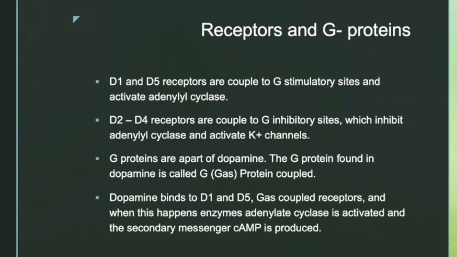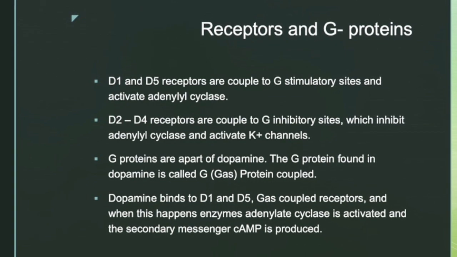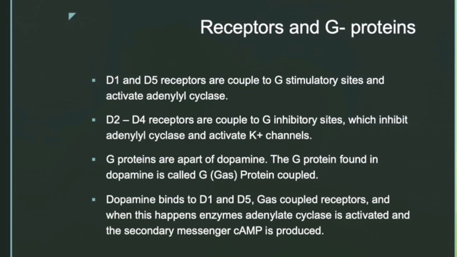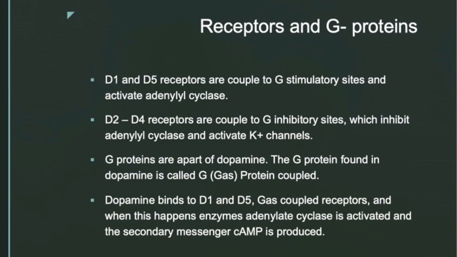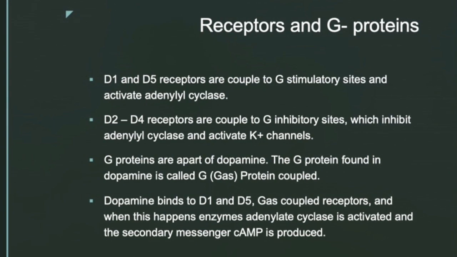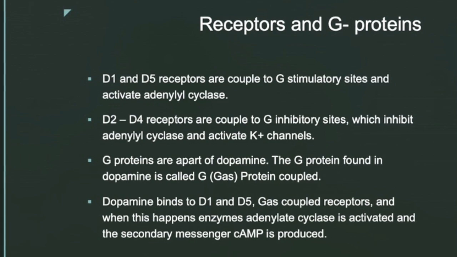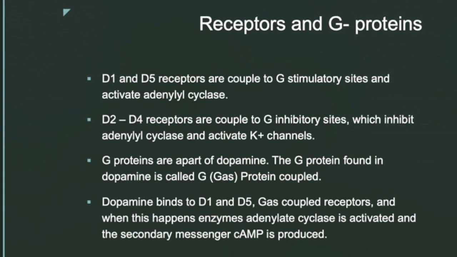G proteins are a part of dopamine. The G protein found in dopamine is called G-gas protein coupled. Dopamine binds to D1 and D5 gas-coupled receptors, and when this happens, the enzyme adenylate cyclase is activated and the secondary messenger cAMP is produced.